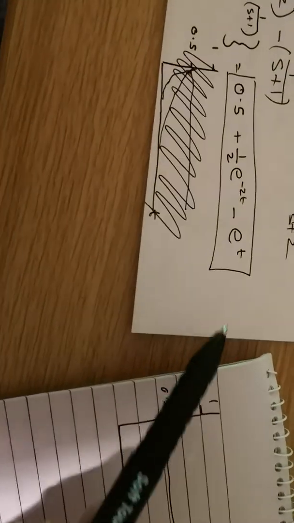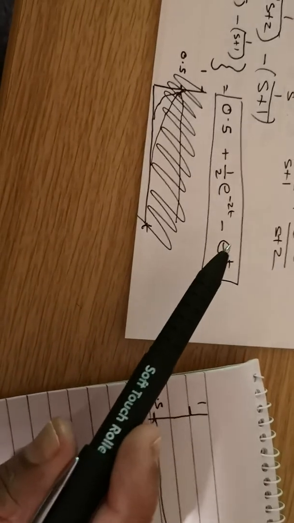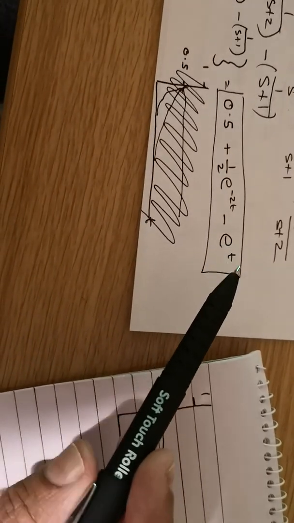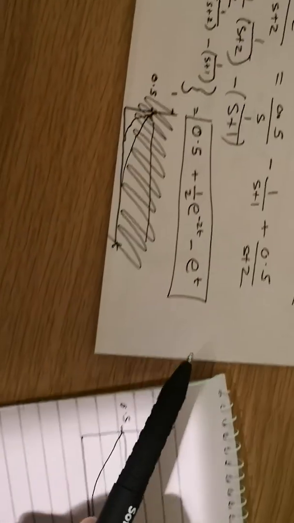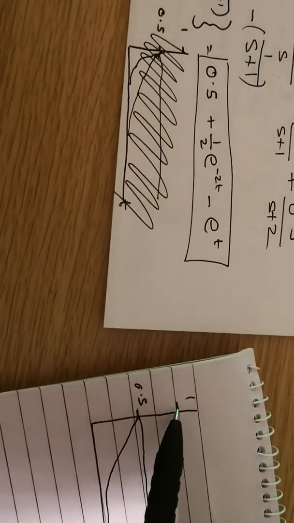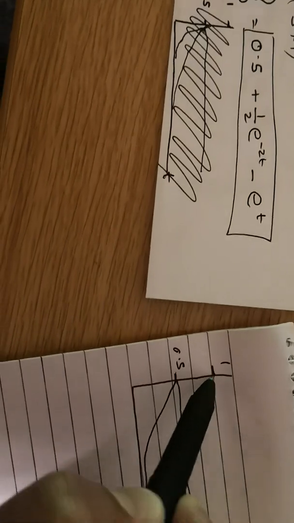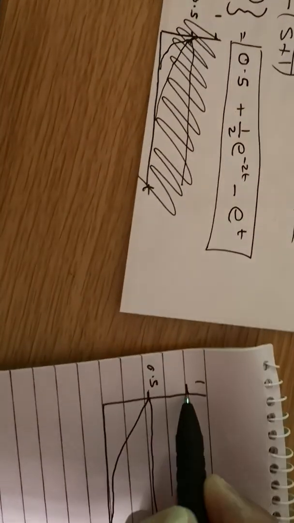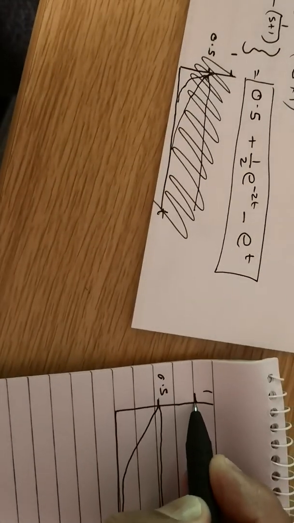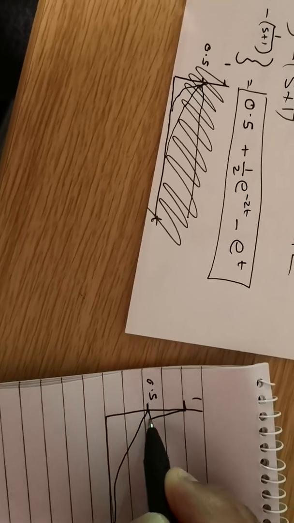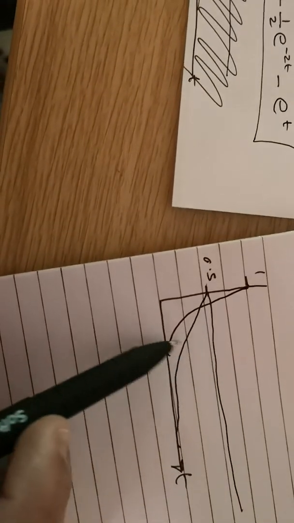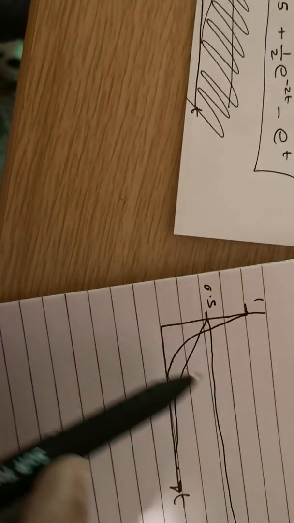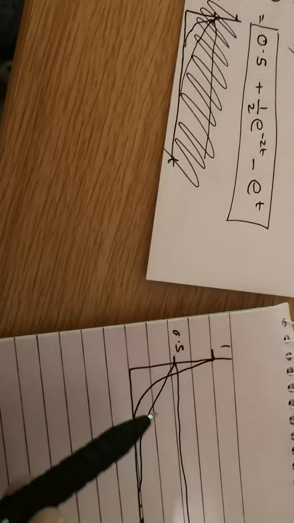Now here, it's 1. It's not half this time, it's 1 times the exponential to the power of t, so it's going to be here. The decay here is going to be a bit quicker. Hopefully you can see. So now you have your 3 graphs: your A, your B, and your C. Now to get the final graph, all you have to do is add them together.